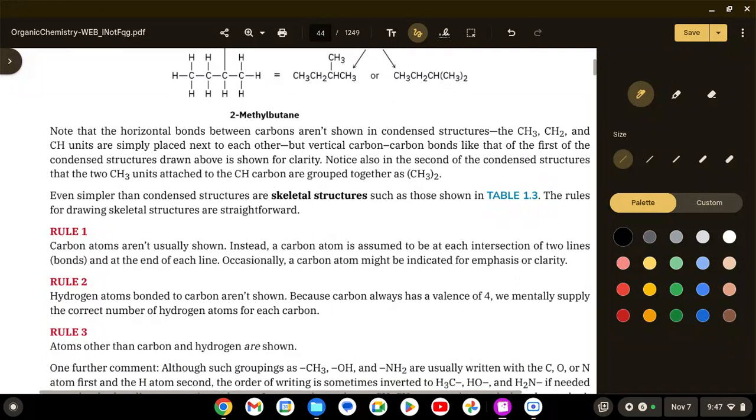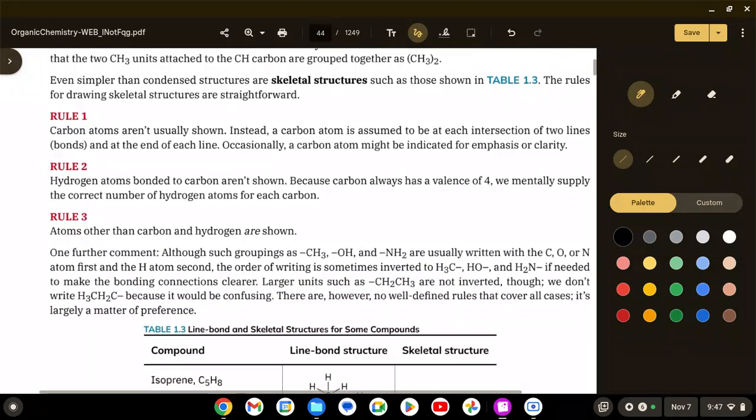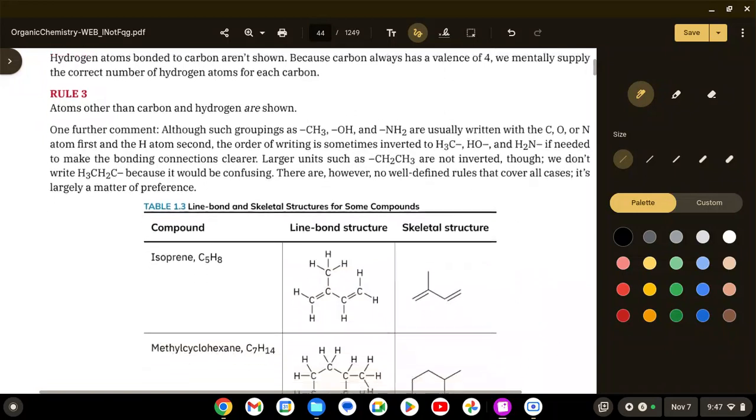Even simpler than condensed structures are skeletal structures such as those shown in Table 1.3. The rules for drawing skeletal structures are straightforward. 1. Carbon atoms aren't usually shown. Instead, the carbon atom is assumed to be at each intersection of two lines and at the end of each line. Occasionally, a carbon atom might be indicated for emphasis or clarity. Rule 2. Hydrogen atoms bonded to carbon aren't shown. Because carbon always has a valence of 4, we mentally supply the correct number of hydrogen atoms for each carbon. Atoms other than carbon and hydrogen are shown.